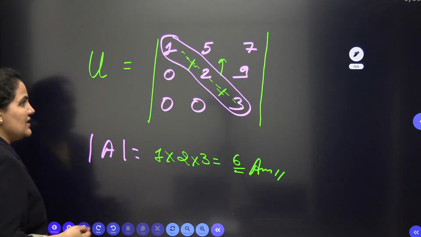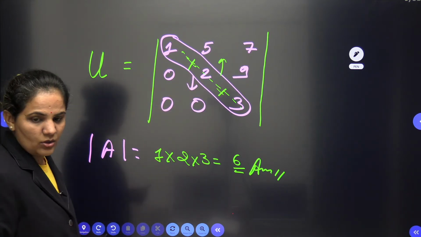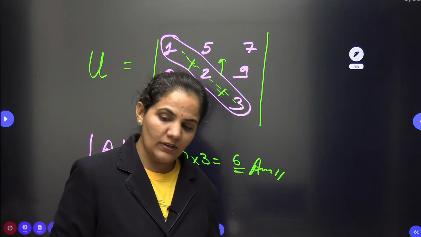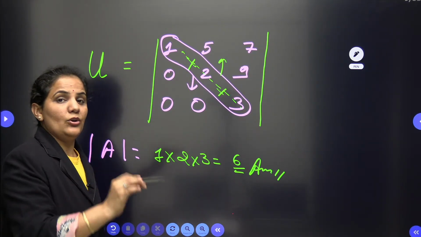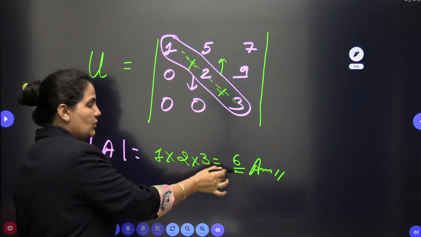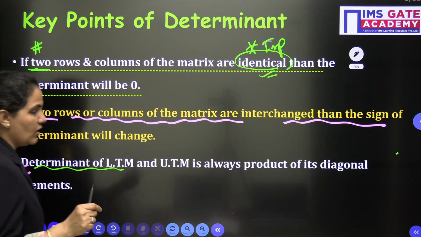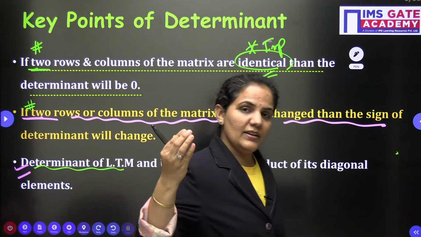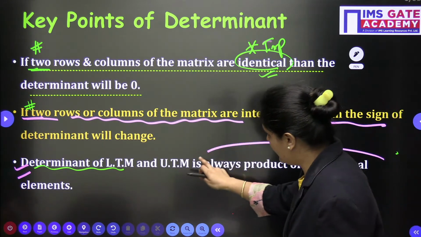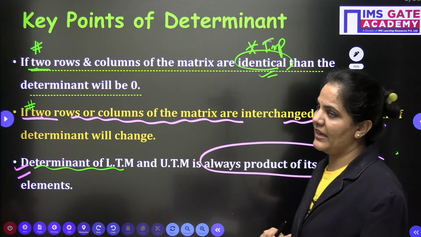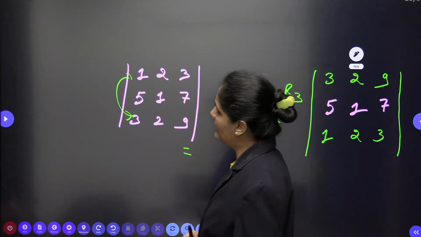Alright, so here this is the upper triangular matrix. We can see that below the principal diagonal, if all the elements are 0, that is called an upper triangular matrix, and in this upper triangular matrix the determinant will be the product of its principal diagonal elements, 1 into 2 into 3, 6. So this is my property number 3: if we have a lower or upper triangular matrix, then its determinant will be the product of its diagonal elements. Clear? Okay, now let's talk about the next one.